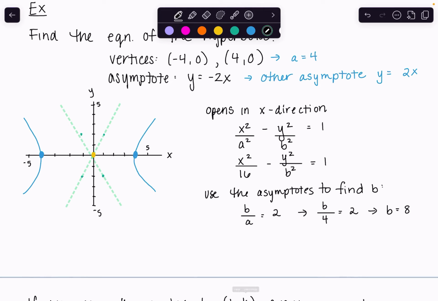I just have to square it. So our equation of this hyperbola is going to be x squared over 16 minus y squared over 64 equals 1. So that is our hyperbola.